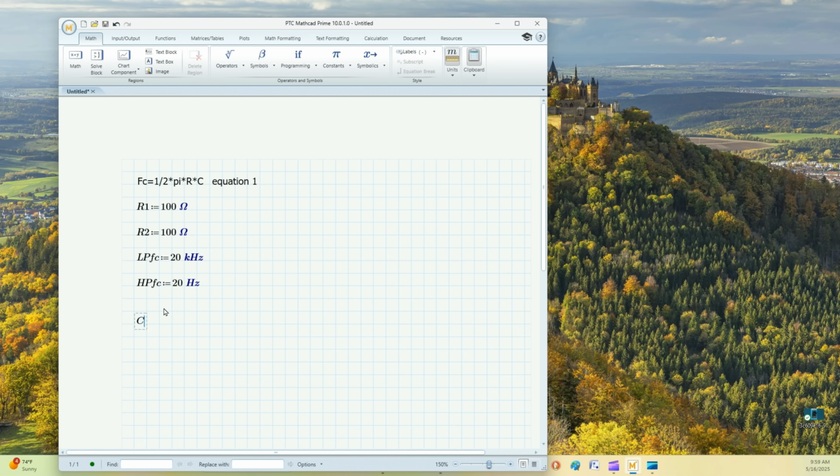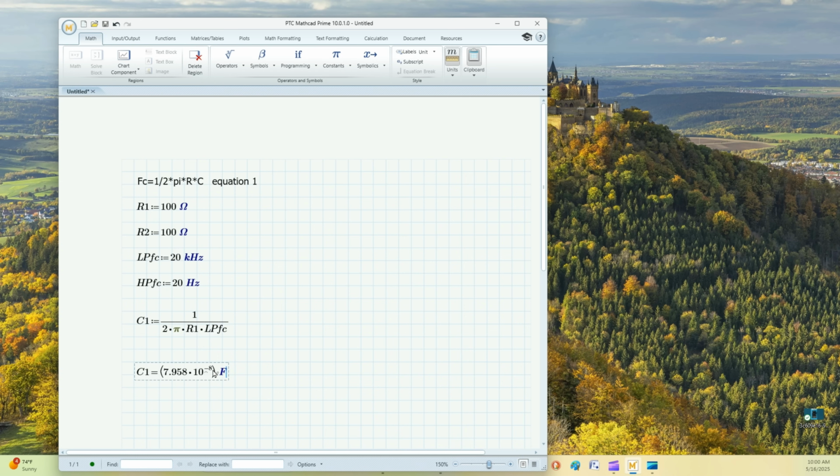So we'll solve for C1 first. C1, shift colon, equals 1 divided by 2 times pi times R1 times LP FC. Come down to here. We'll say C1 equals, and there it is. We have our nomenclature correct. That's farads. It's 7.958 to the negative eighth.